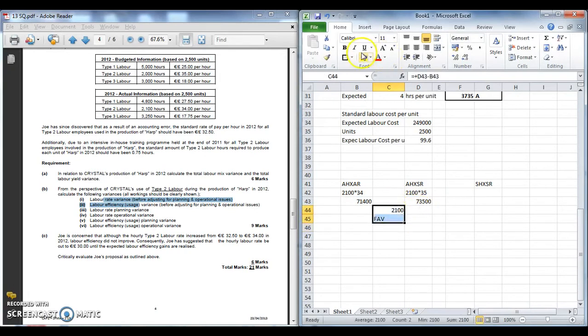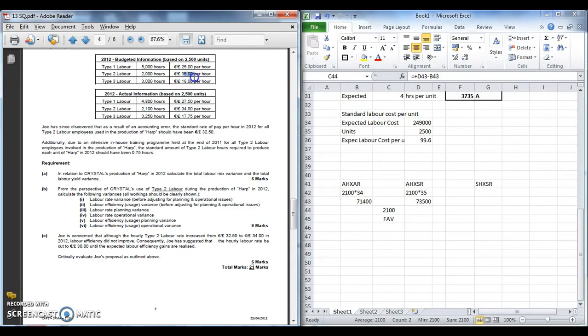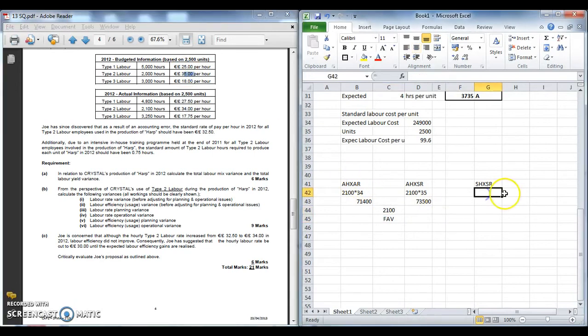Why is it going to be favourable? Because if you look at a high level, what you actually paid, 34 euro per hour, is less than what you expected to pay. Similar approach here. Standard hours that you're going to use is 2000. You don't need to adjust for units. It's 2500 units, 2500 units. And that is times the standard rate, which is 35. That gets you to 70,000. You compare that to 73,500, gives you a variance of 3,500, and your actual hours were more than your standard hours, therefore that's going to be adverse.